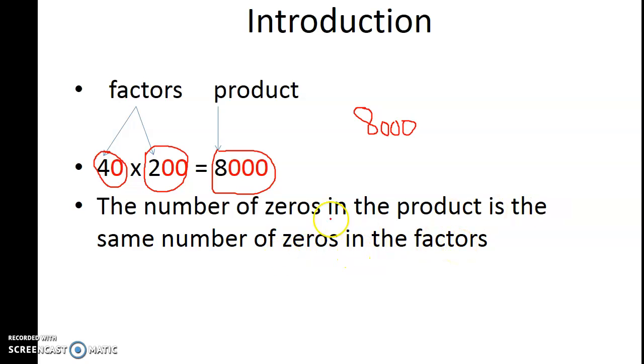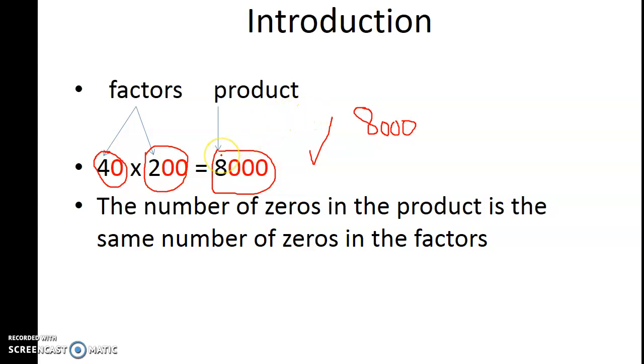So the number of zeros in the product is the same as the number of zeros in the factors. Let's check. How many zeros do we have here in the product? 1, 2, 3. How many zeros do we have in the factors, in both? Not just one, in both. 1, 2, 3. So it's correct.